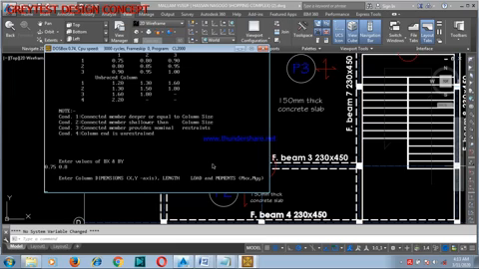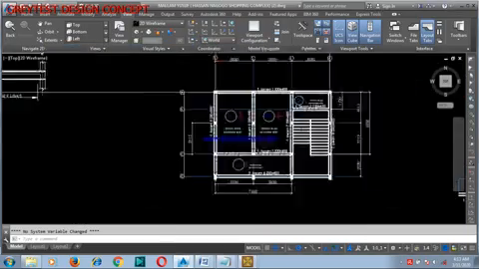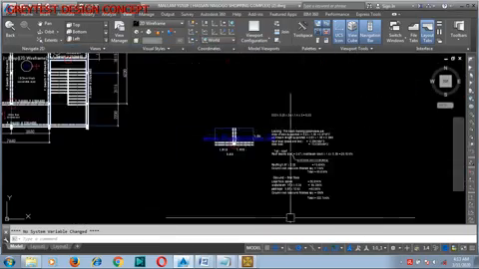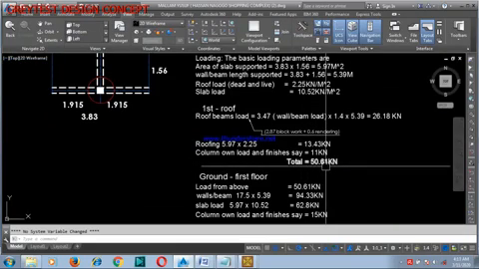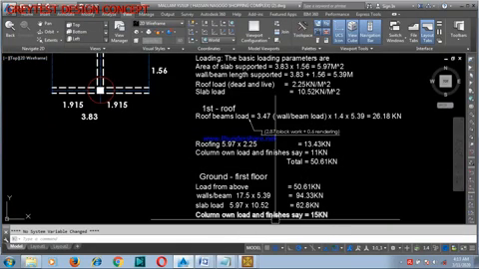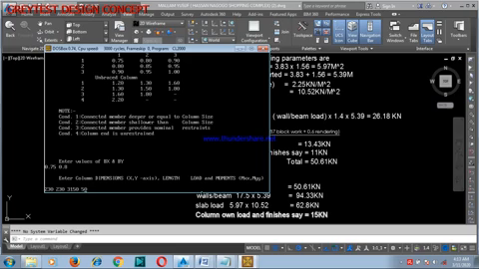Okay, enter column dimension. This is 230 by 230. What is the length? It is 3.50. Now what is the load? As you can remember, this is the first load for first to roof, 50.61.